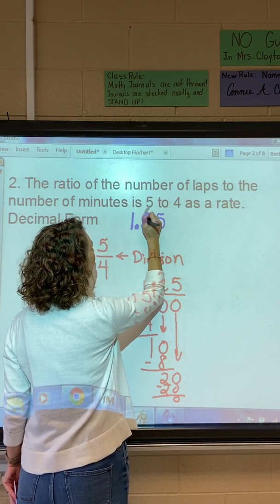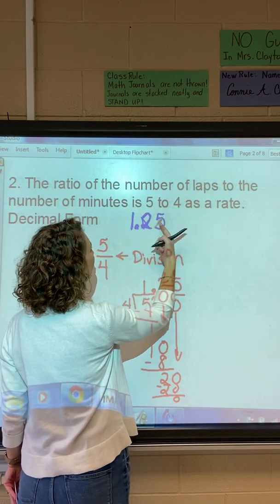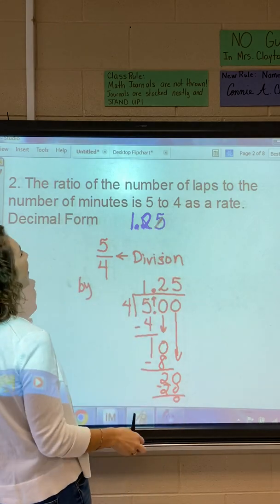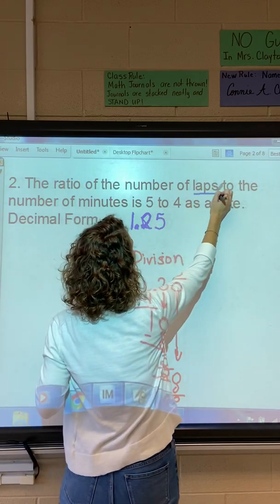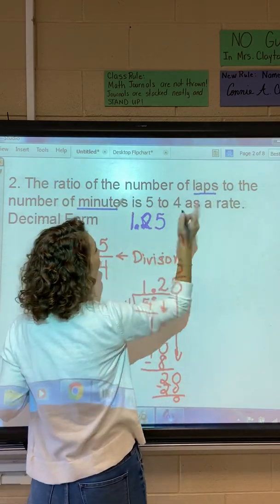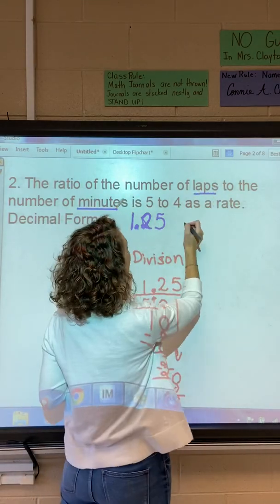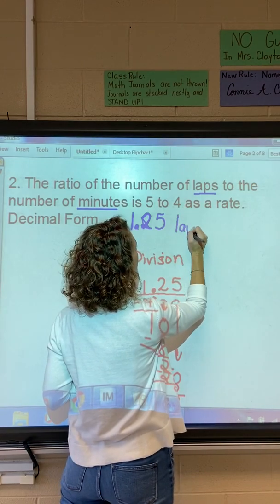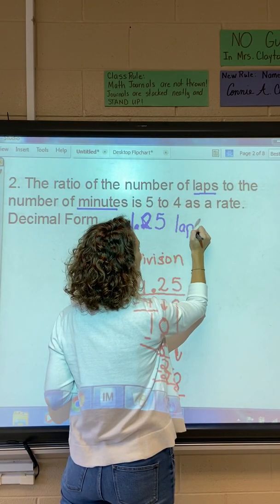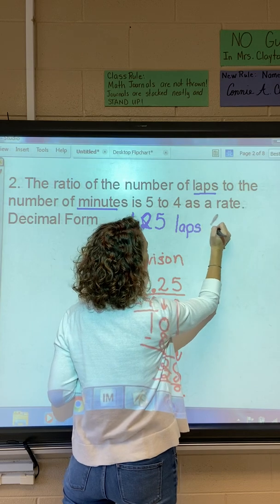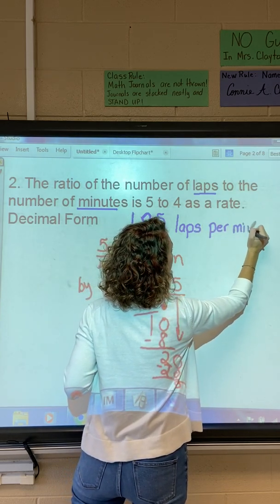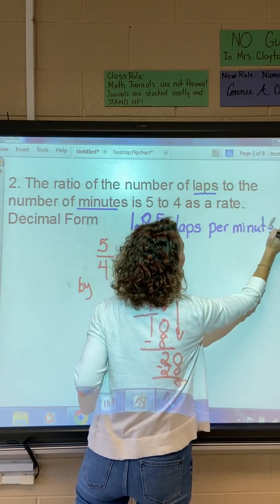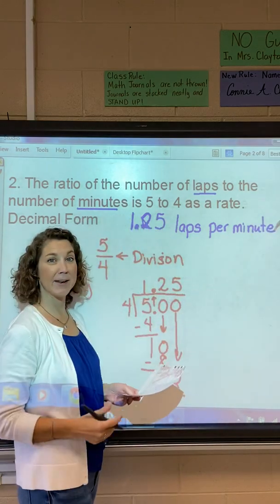So that's 1 and 25/100. And then we're going to go up here and find the words laps per minute. And I have to type that in, laps per minute. Because if you're going to do a rate, you have to put the words in it. Laps per minute. Okay, that's what you're going to put in as your answer.